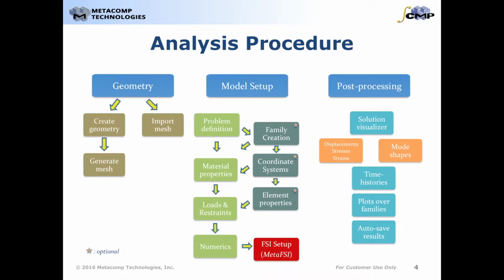CSM++ analysis procedure can broadly be described in three parts: geometry creation, model setup, and post-processing of results. In geometry creation, CSM++ allows you to either create a geometry or import an existing geometry and generate a mesh. The model setup consists of defining a problem, defining material properties, and specifying loads and restraints, along with other optional things like family creation, coordinate system specification, and element properties for 1D and 2D problems.